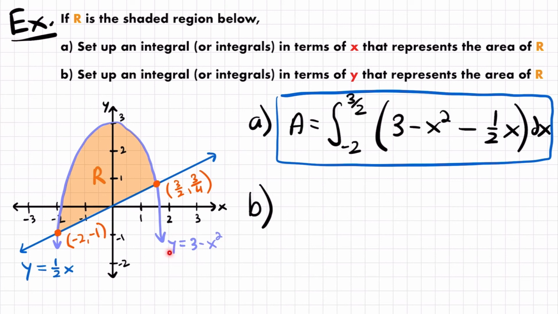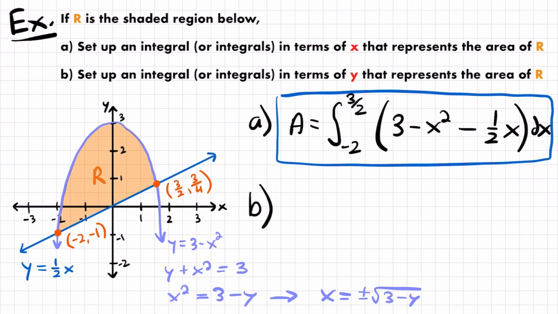And so let's start with y equals 3 minus x squared. If we add x squared to both sides of the equation, we will have y plus x squared is equal to 3. And then if we subtract y from both sides of the equation, we will have that x squared is equal to 3 minus y. And then if we take the square root of both sides, then we will have solved for x. And so if we do that, we will have that x is equal to plus or minus the square root of 3 minus y.